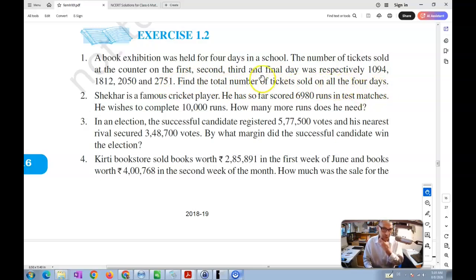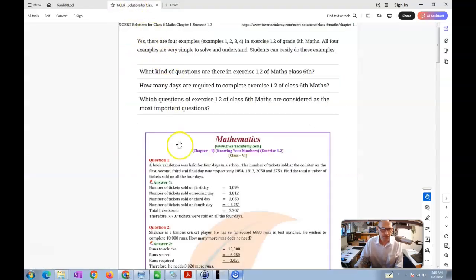So then essentially on the first day you have so many tickets, on the second day so many tickets, and so on and so forth for all the 4 days. So the total number of tickets would be all of these numbers added together, which is something simple.